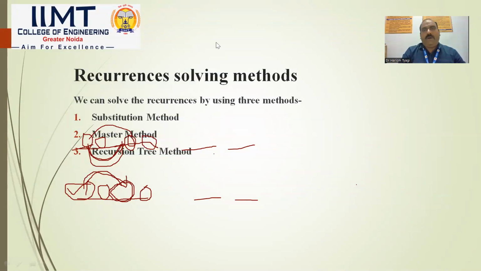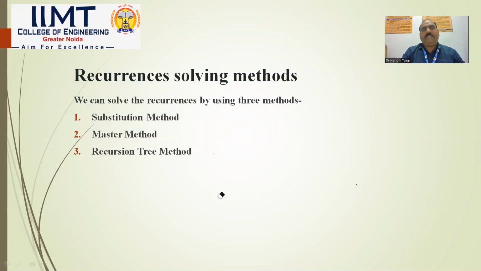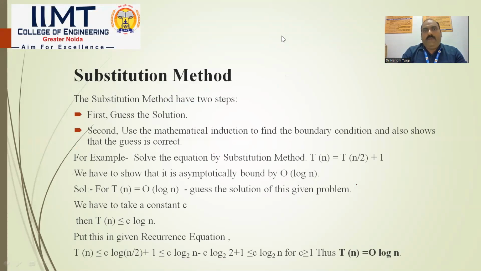Now, how can we solve these recurrences? There are 3 methods. First is the substitution method, second is the master method, and third is the recursion tree method. We will discuss them one by one. First is the substitution method. We can solve any recurrence using the substitution method. What is the substitution method? There are 2 main steps: first, guess the solution, and second, put the solution into the problem.